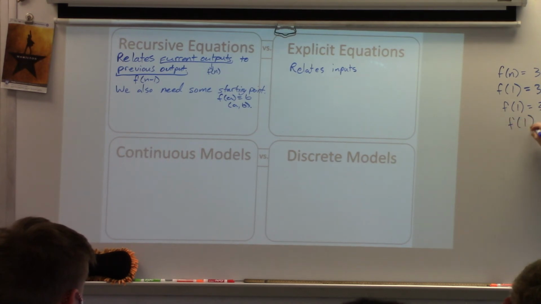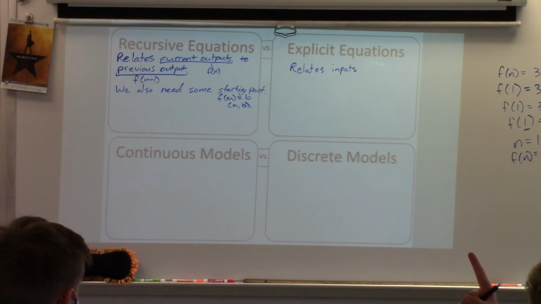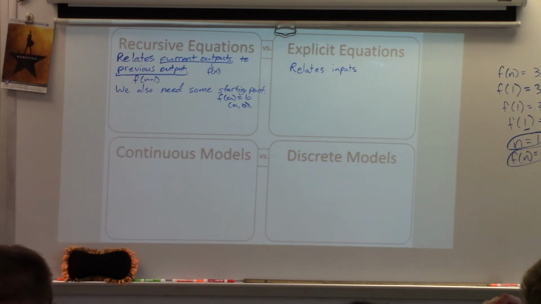And so when I plugged in 1, what did I get out? 5. So n was 1, f of n was 5. So what is my input? Is it the n or the f of n? The input's the n, and the output would be 5. Yeah, we go with that?